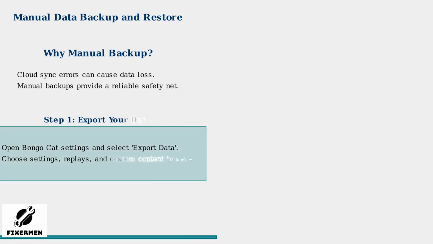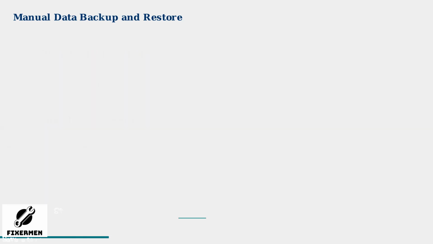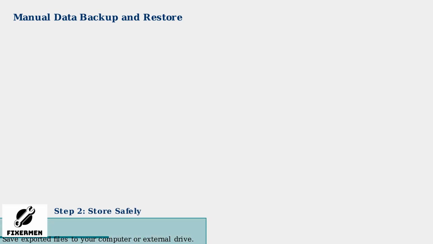Start by exporting your data. In most Bongo Cat versions, go to the Settings menu and look for an Export option. This will create files containing your current settings, saved replays, and any custom beats or visualizations you've created. Once exported, store these files in multiple safe locations. Save them to your computer's hard drive, an external USB drive, or even cloud storage that's separate from Bongo Cat's sync service. This redundancy ensures you have backups even if one location fails.